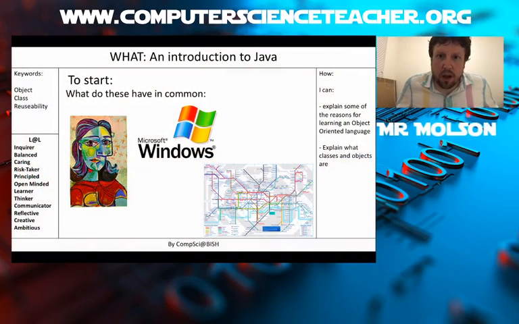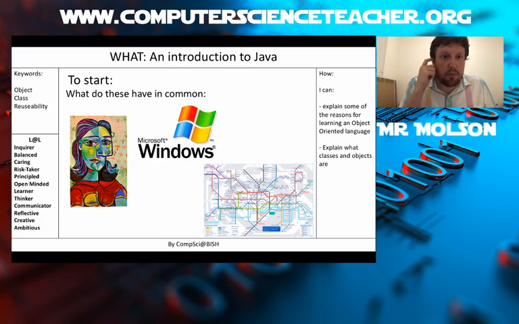So I've got a little activity for you to start off with for today's video. What I want you to do is have a look at these three images on the slide, and tell me what they have in common. I'm going to give you a minute to think about that. Pause the video, give yourself a minute, and once you've thought about it, unpause the video and we'll move on. Okay, go. Hopefully you've had a think about it.